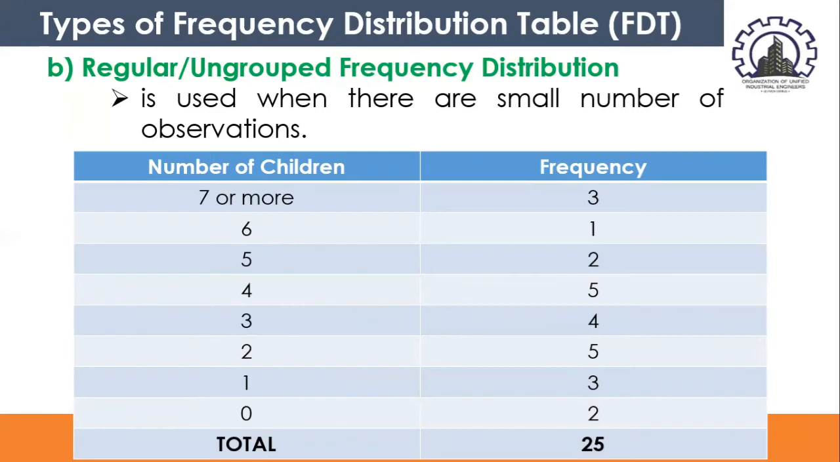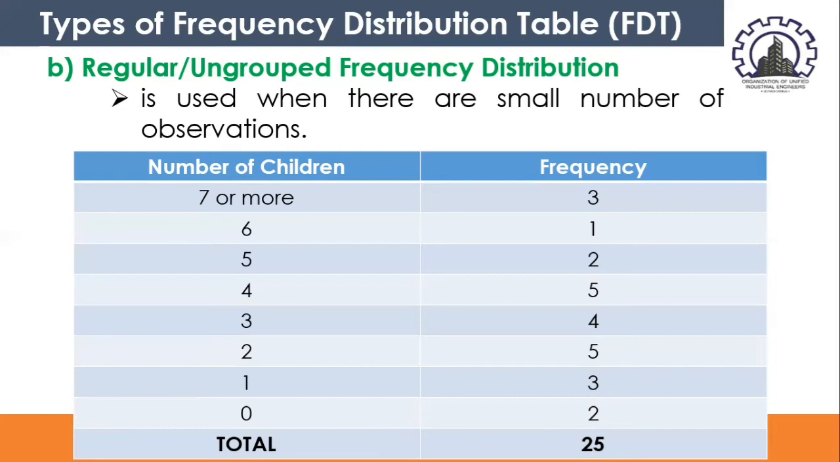As you can see on the sample tabulation, in our table number 2, it illustrates an ungrouped frequency distribution of the number of children per family of 25 randomly selected families in Barangay Paho, Lapu-Lapu City. As you can see on our tabulation, we have 2 columns. The first column is allocated for the number of children, and the second column is the frequency. In the first column, you have 7 or more number of children per family.